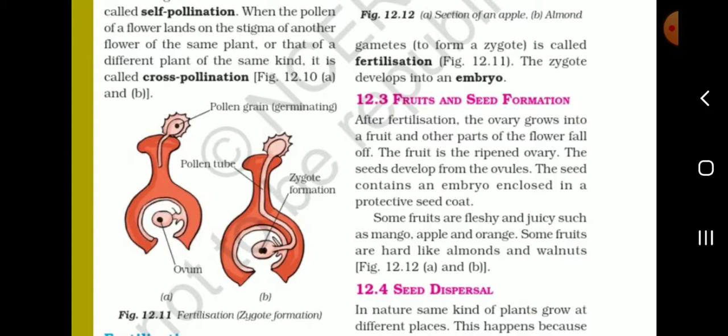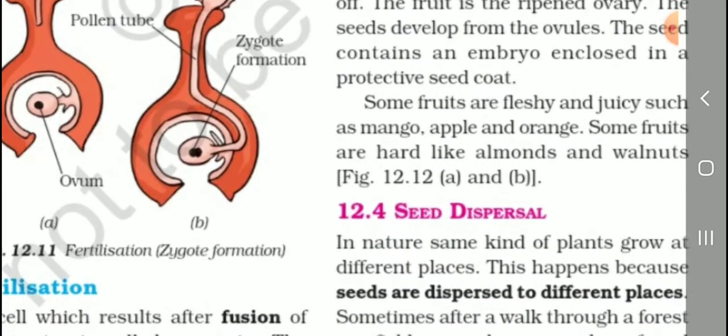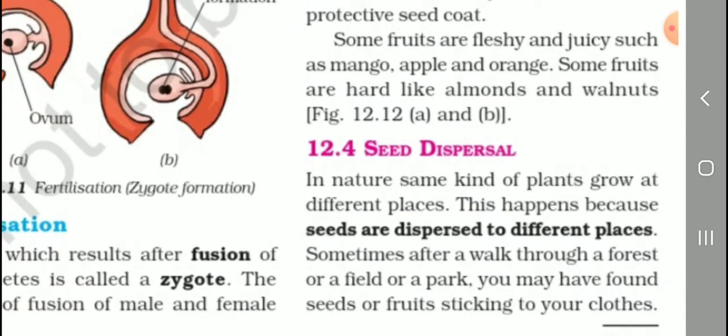The seeds develop from the ovules. The seeds contain an embryo enclosed in a protective seed coat. Listen, some fruits are fleshy and juicy, such as mango, apple, orange, walnuts, also almonds.